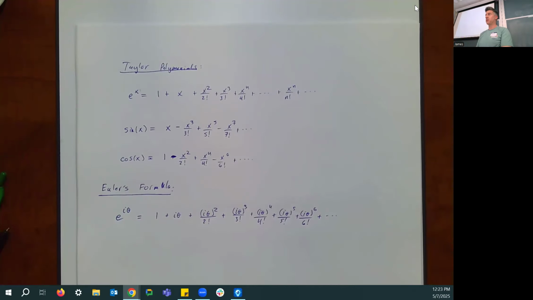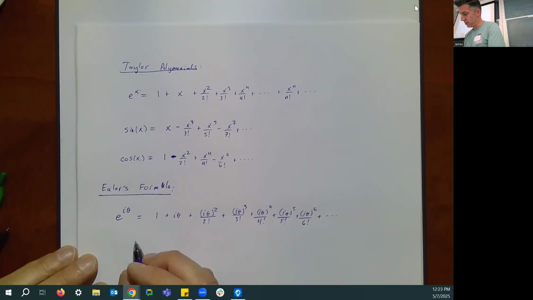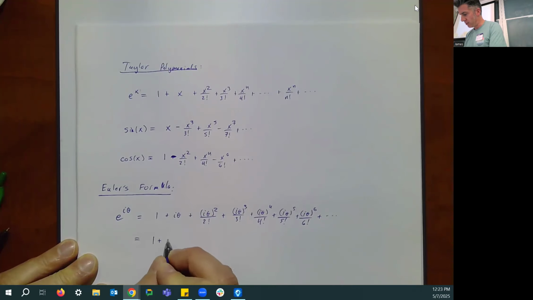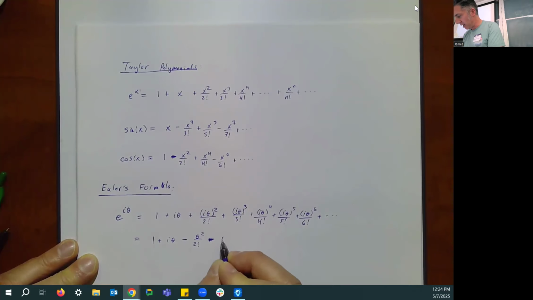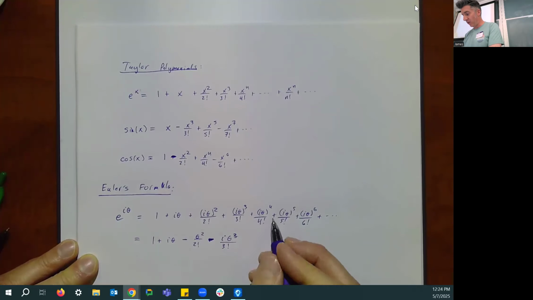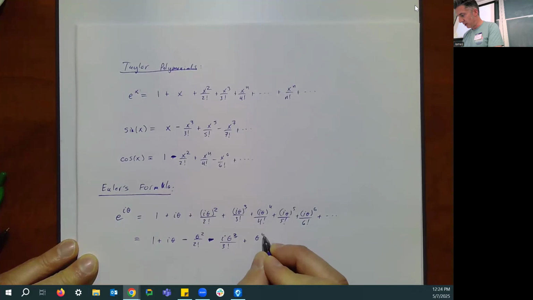But now we're going to simplify this. So notably, i squared is -1, i to the 4th is +1, i to the 6th is -1, so we're going to get minus theta squared over 2 factorial. i cubed is going to be i times i squared, which is negative i, so it's going to be minus i times theta cubed over 3 factorial. i to the 4th is 1, so we get plus theta to the 4th over 4 factorial. And then the process repeats.